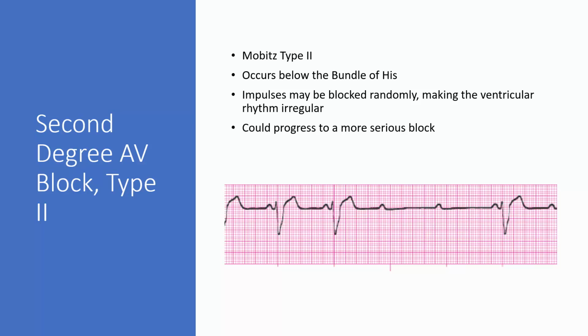Some causes of a second degree type 2 block: it could be because they've had an MI, or they have some type of heart disease. It could be because they have myocarditis, or it could even be due to dig toxicity, guys. That's why it's so important that you know your meds, and you know what you're supposed to do before you give your meds.